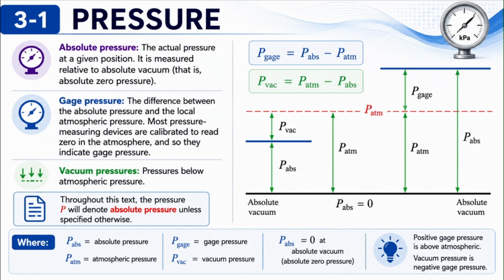So in most of the problems that we encounter, in the equations and all, the pressure should be interpreted as absolute pressure unless stated otherwise. So in any problem given in fluid mechanics or thermodynamics, you should assume that it is absolute pressure. If it is not, then it will explicitly tell you that it is gauge pressure.